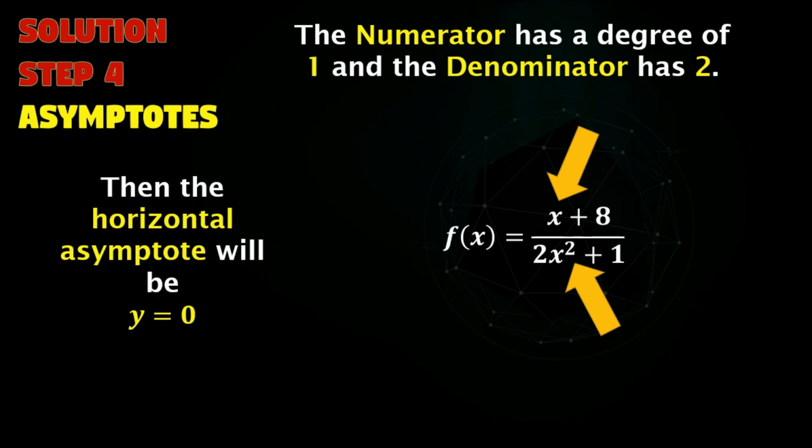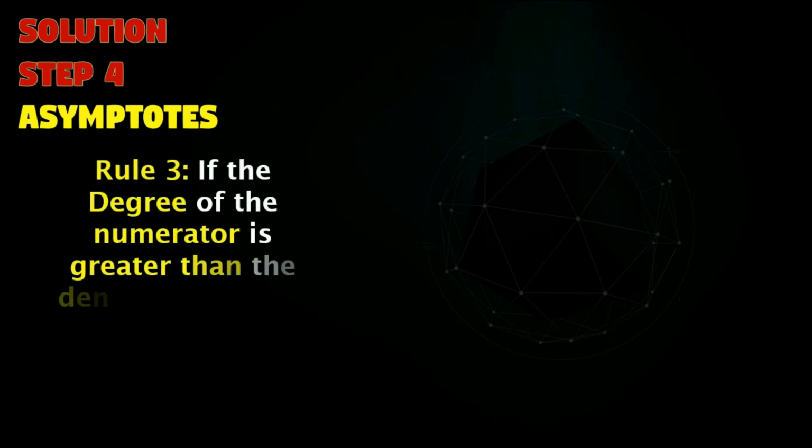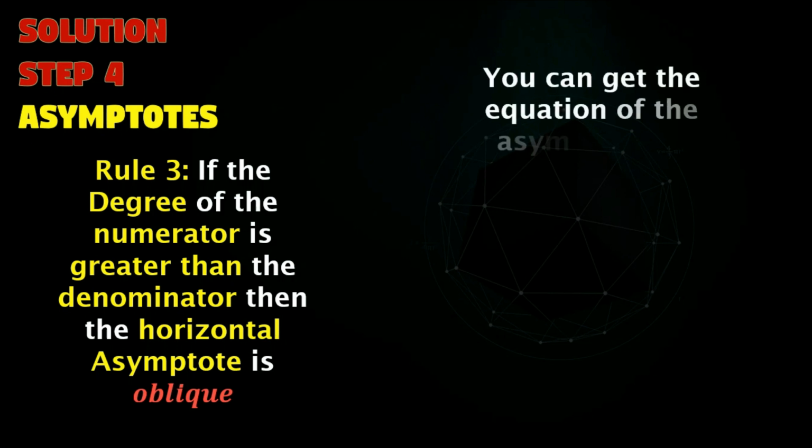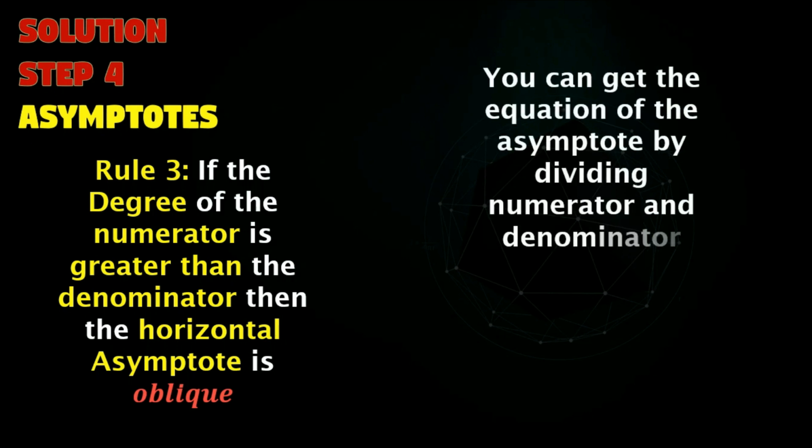Ang ikatlong rule naman ay nagsasabing if the degree of the numerator is larger than that of the denominator, then there is no horizontal asymptote or mas kilala bilang oblique asymptote. Makukuha ang equation ng asymptote na ito sa pamamagitan ng pag-divide ng numerator at denominator.